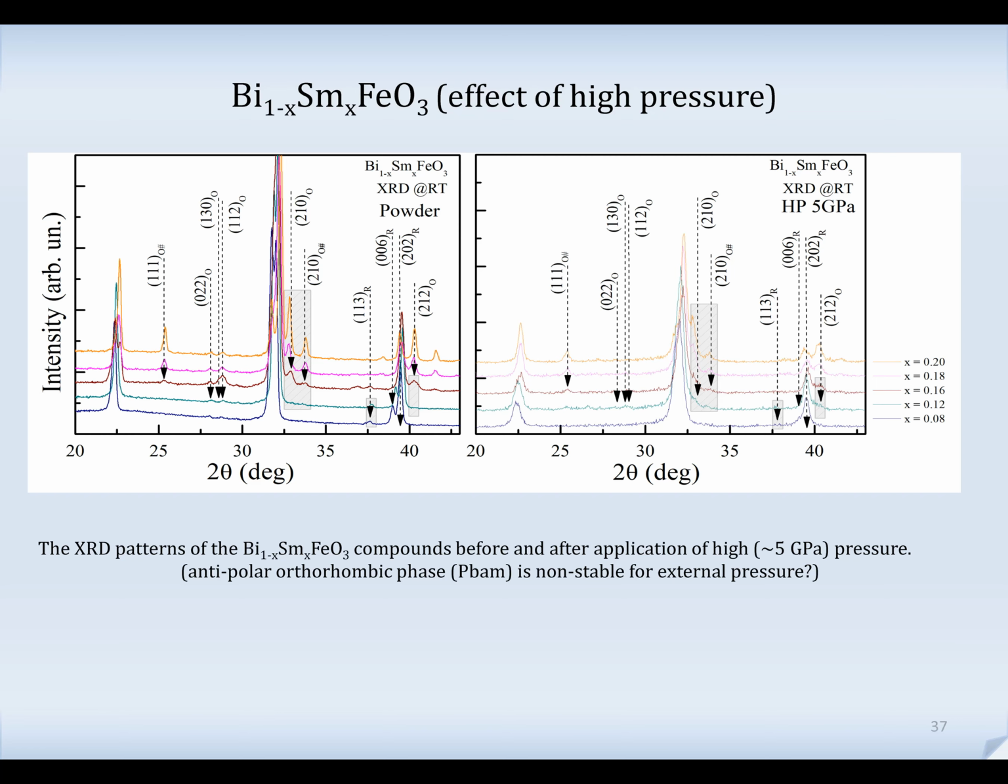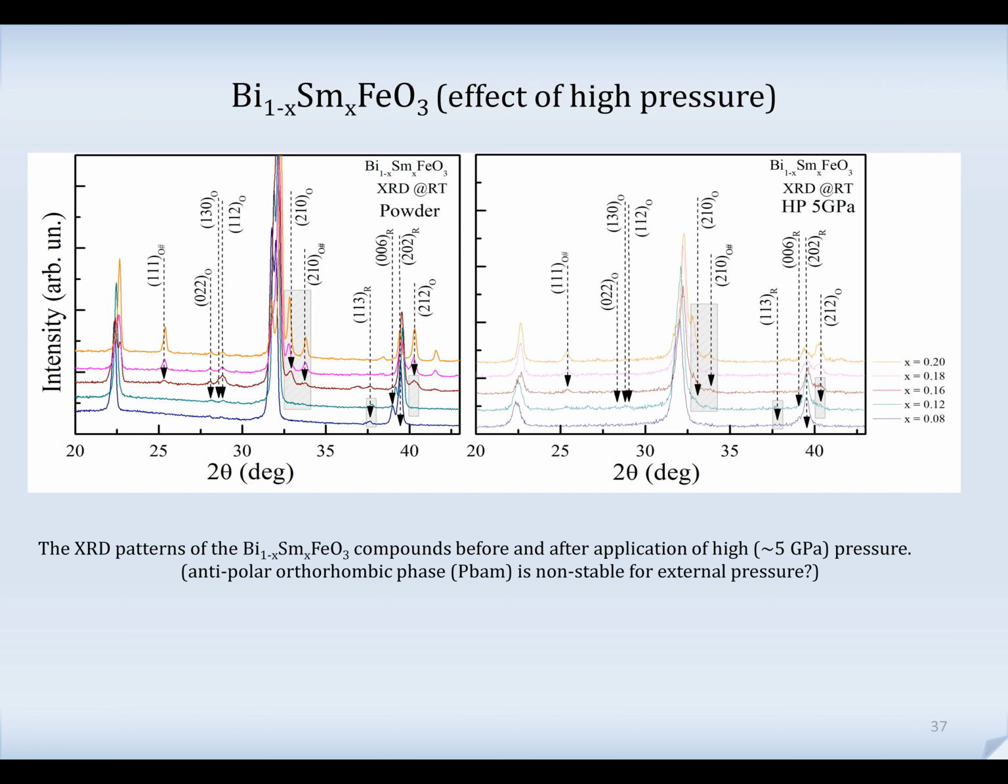So we applied quite high pressure to our compounds, and we checked X-ray diffraction before and after application of high pressure. And what we found is that the crystal structure transforms if we had single phase R, rhombohedral.